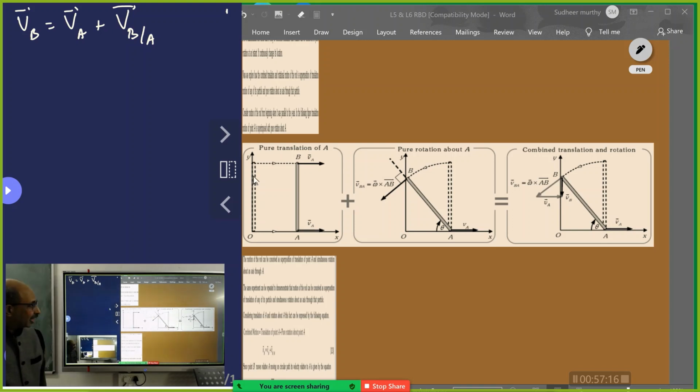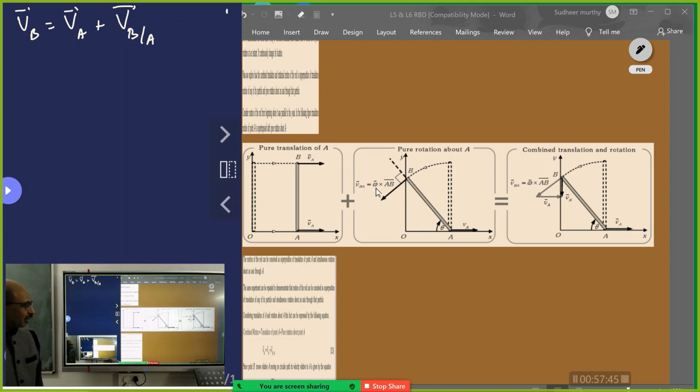Now let's come to this diagram. So now in this diagram you see, if the rod was simply translating, then B and A would have got the same vectors. Now if you say the rod B is only rotating with respect to A, then you will say B with respect to A, right? So the symbol used here is VBA, not V bar A. So both are the same.